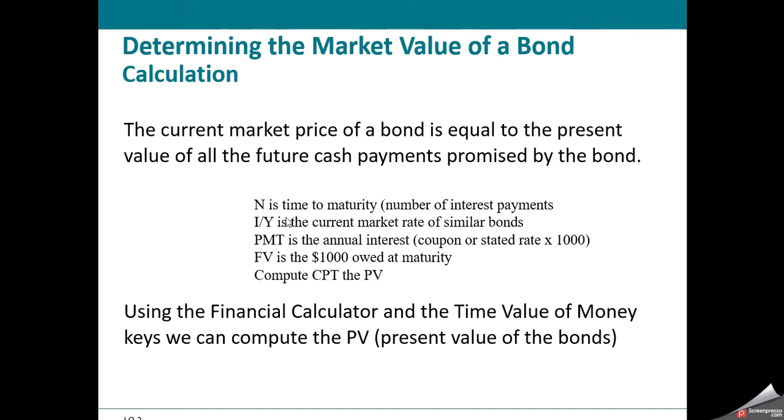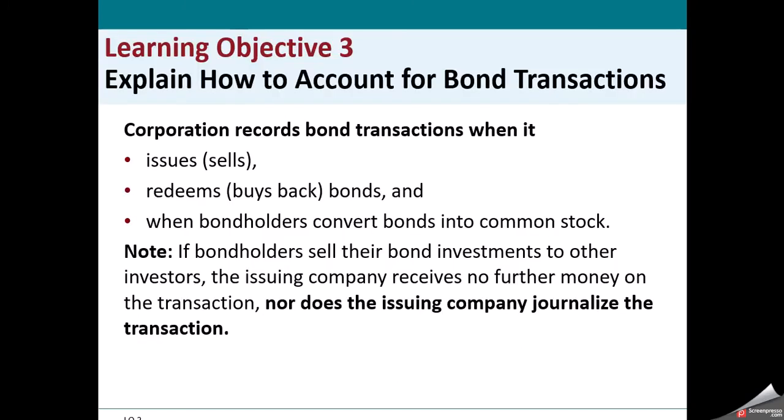Now, if the market rate was the same as the coupon or the stated rate, the bonds would sell at $1,000. It's only when the market rate is different than that coupon rate that it forces this present value to change. Okay, so now we get into actually recording some of the transactions of the bonds, knowing that we could sell them at a price that's different than the $1,000.